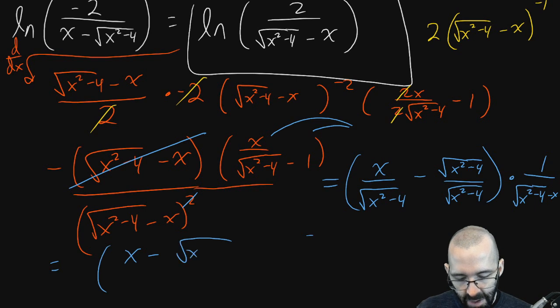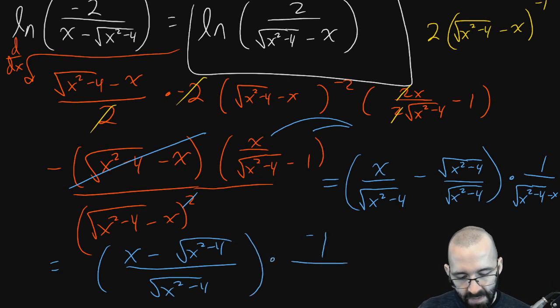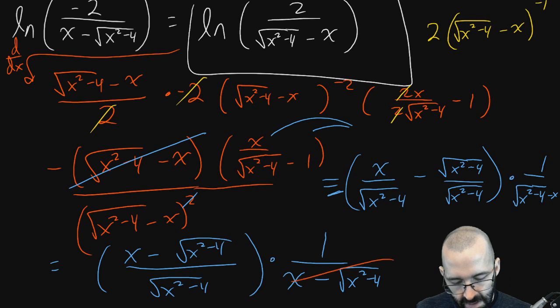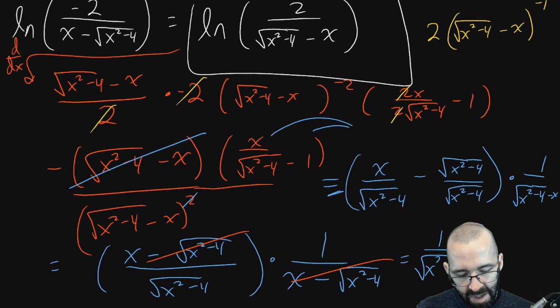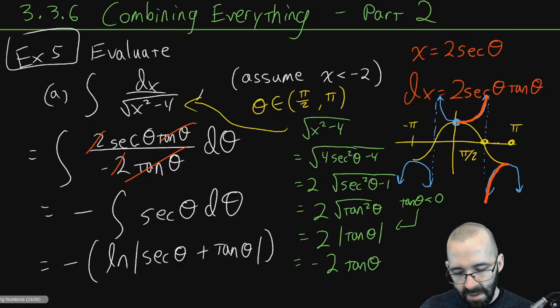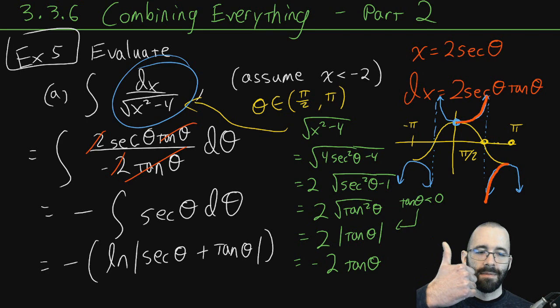So that's going to just be x minus the square root of x squared minus 4, all over the square root of x squared minus 4, times, oh, there's still a negative out in front. Let's use that negative to change the order of our denominator: x minus the square root of x squared minus 4. And now they cancel. And we're just left with 1 over the square root of x squared minus 4. Was that our integrand? Nice.